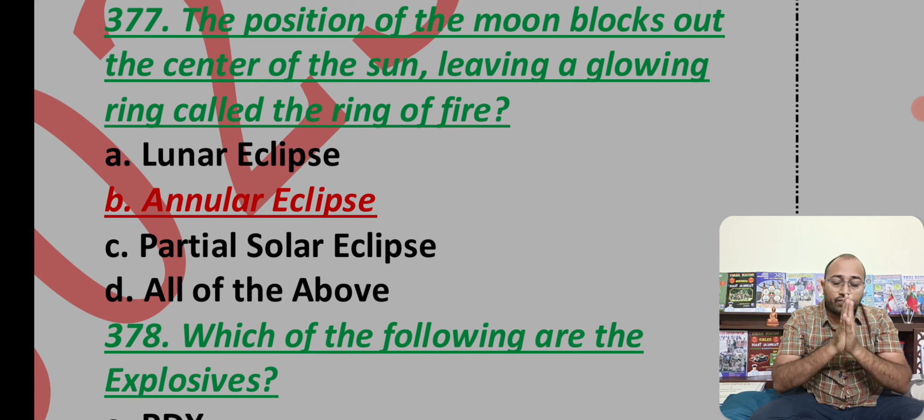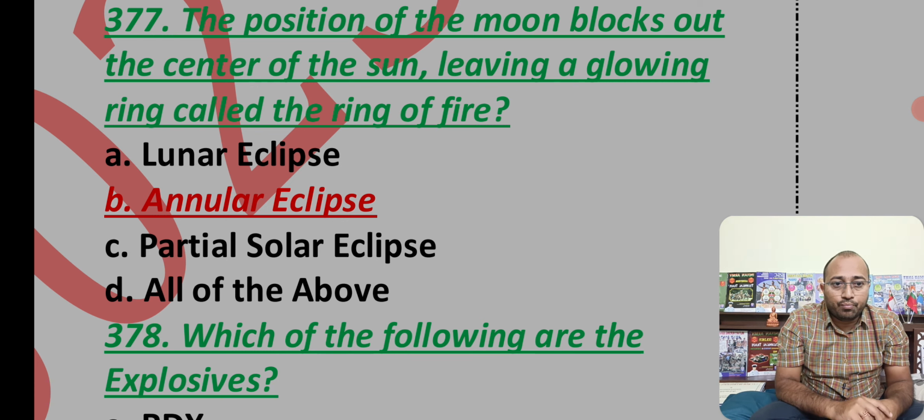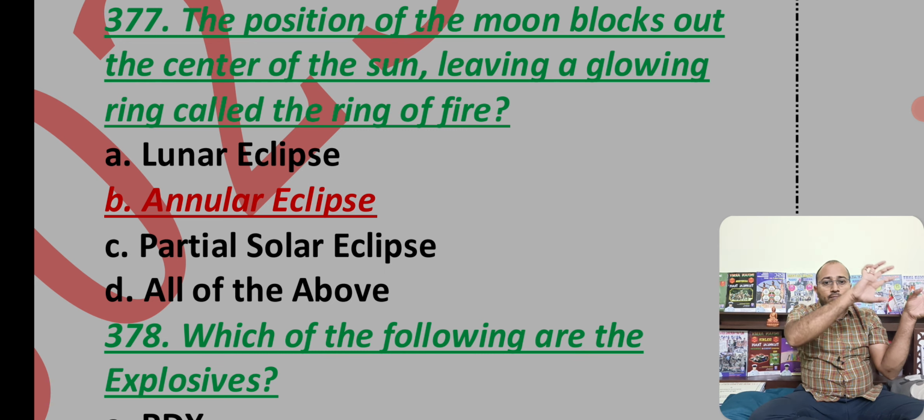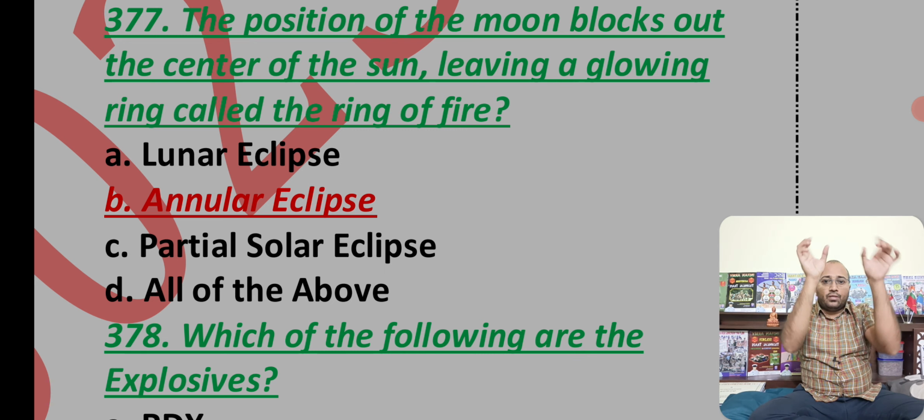That is one of the finest. You can just have a look on YouTube or Google, where you can see the exact picture. There are different stages. Initially it comes as a partial solar eclipse, then annular, like that.